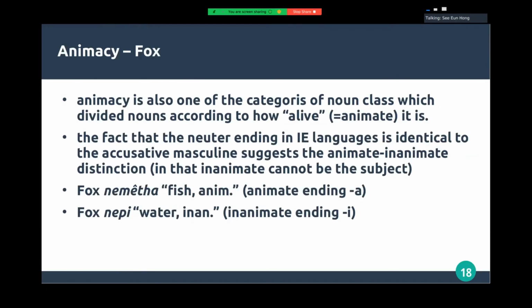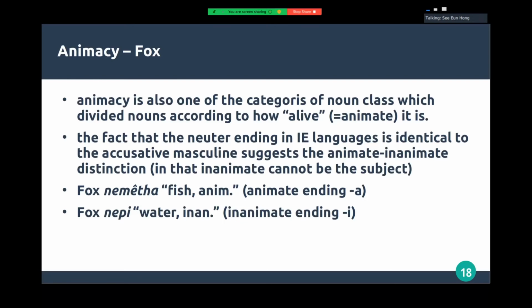And this might tell us that PIE had originally had the animate-inanimate distinction, in that inanimate nouns cannot be the subject, therefore it has the accusative ending even in the nominative case. But that's another story that we're going to discuss in future lessons, especially lessons about Indo-European languages.